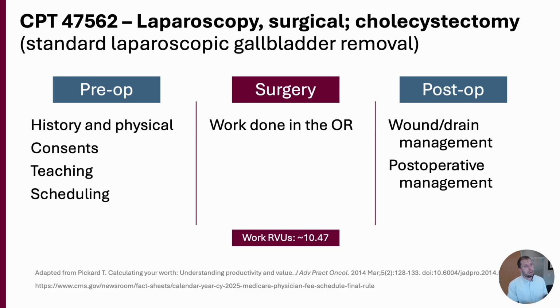So pre-op, we've got to do H&P. We've got to get consents. We have to talk to the patient. We need to teach them. We need to get everything scheduled. We need to do pre-op physical. All the things that have to happen before the surgery are going to be bundled in the payment for the surgery, right? But the only part of the surgery that is assigned any WRVUs is the work done in the OR. And only the surgeon is going to have those associated with them.